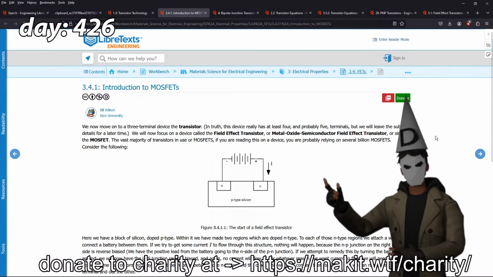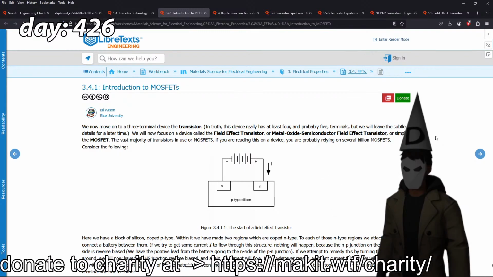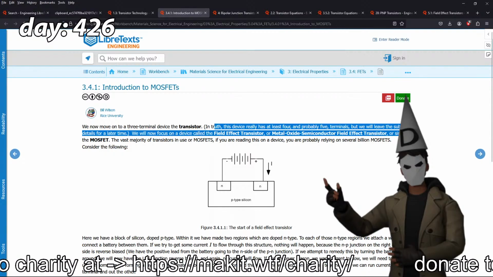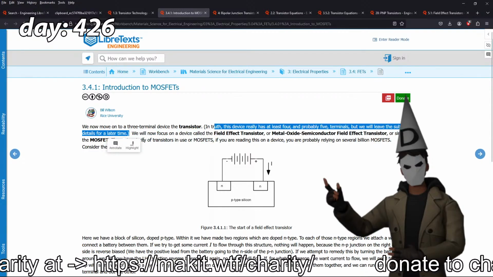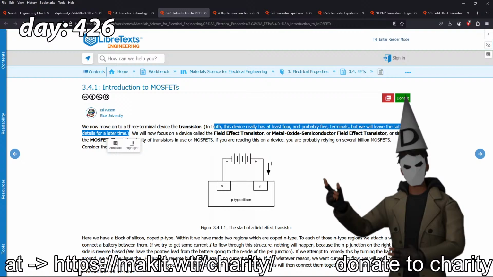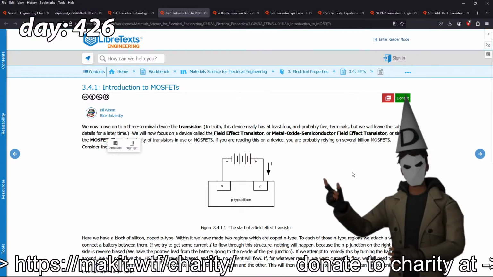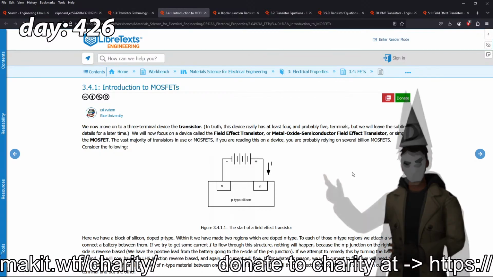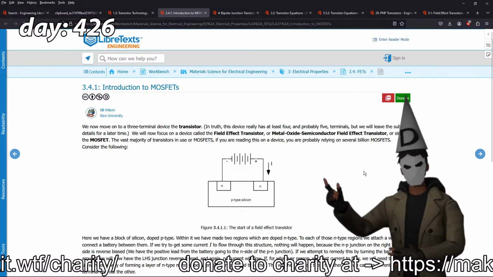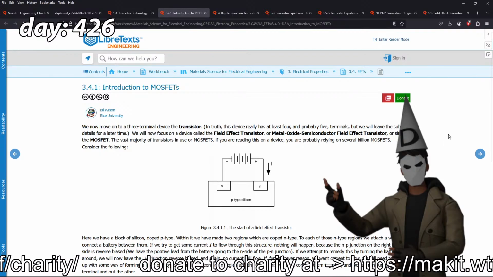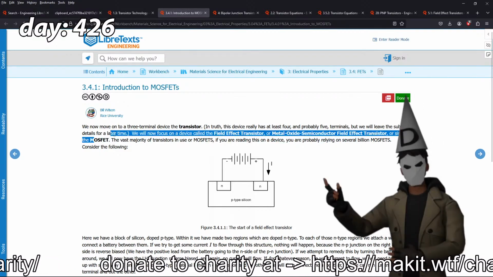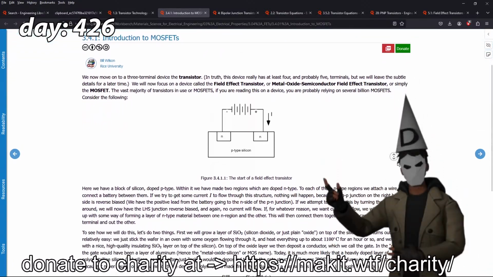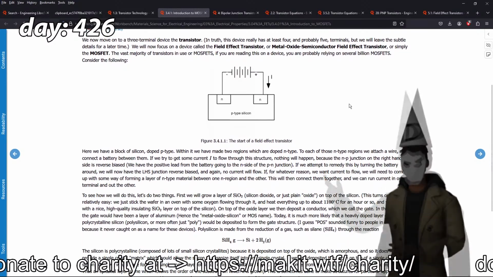The transistor, okay. In truth, this device has at least four or probably five terminals, but we will leave the subtle details for a later time. You know those subtle details like two extra terminals. Oh, those irrelevant things. We don't really care about those. We will now focus on a device called the field effect transistor, or metal oxide semiconductor field effect transistor, MOSFET. Or simply the MOSFET, precisely. The vast majority of transistors in use are MOSFETs. If you are reading this on a device, you are probably using several billion MOSFETs. Sick.